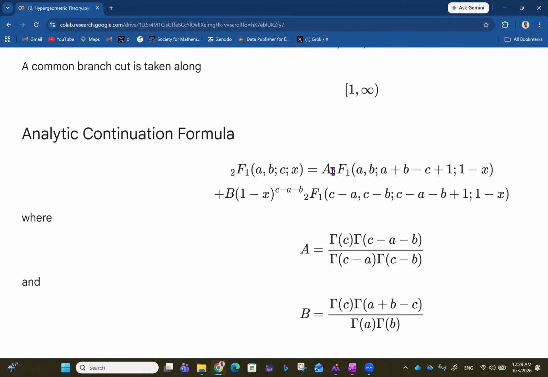Then the analytic continuation formula is 2F1 of a, b; c; x equals A times 2F1 of a, b; a plus b minus c plus 1; 1 minus x, plus B times 1 minus x raised to c minus a minus b times 2F1 of c minus a, c minus b; c minus a minus b plus 1; 1 minus x, where we now say A is gamma c gamma c minus a minus b all over gamma c minus a gamma c minus b. And for B, we have gamma c gamma a plus b minus c all over gamma a multiplied by gamma b.